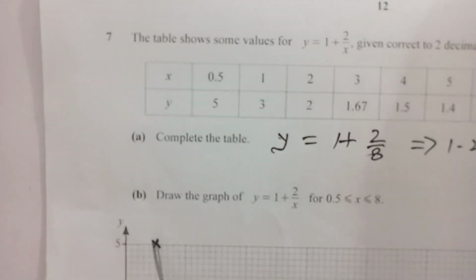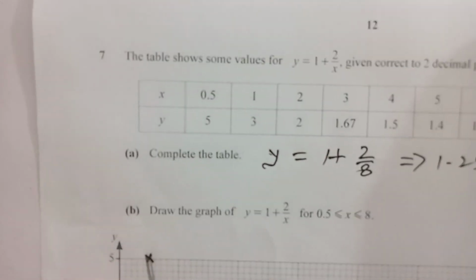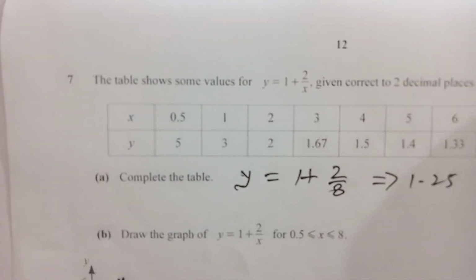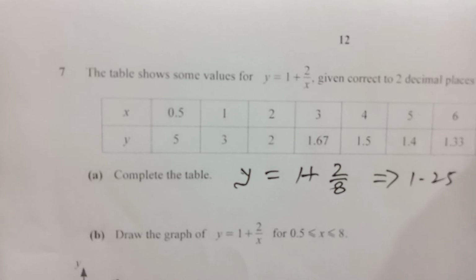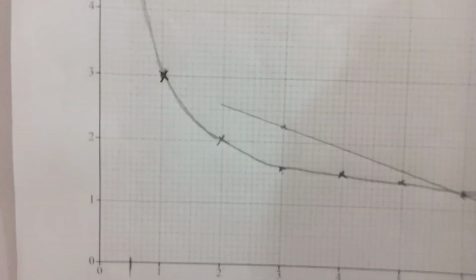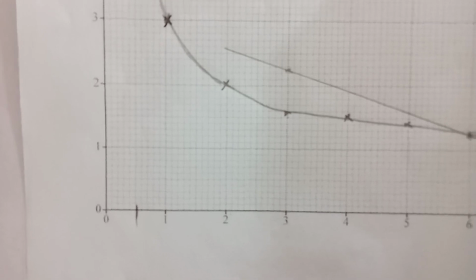Now question 7. In question 7, he has given the table, and in the table first of all we will find the value of the last column. After plotting, we will get this sort of graph in this part.